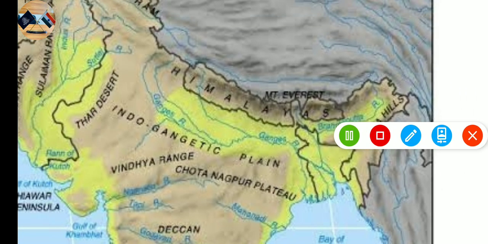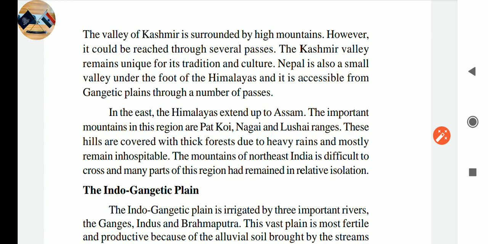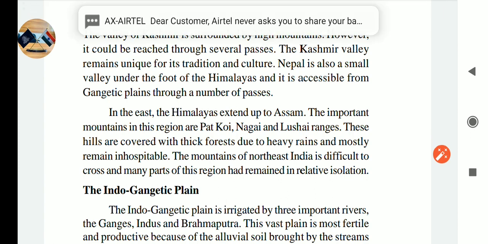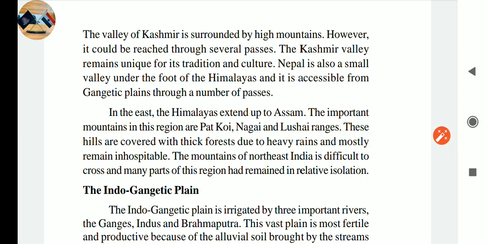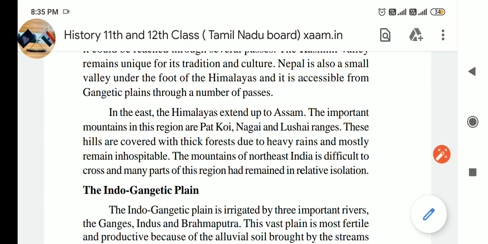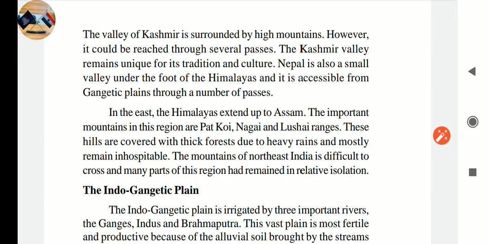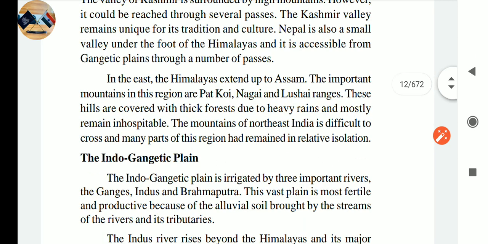Let me go to the next one. As I told, the Valley of Kashmir is surrounded by high mountains. We discussed already. However, it could be reached through several passes. Kashmir Valley is also not that hospitable, but it remains unique in tradition and culture. Next, very important, as I told, among the important mountain regions in Assam are the Patkai, Naga and Lushai ranges. We will discuss this in detail when we study geography.